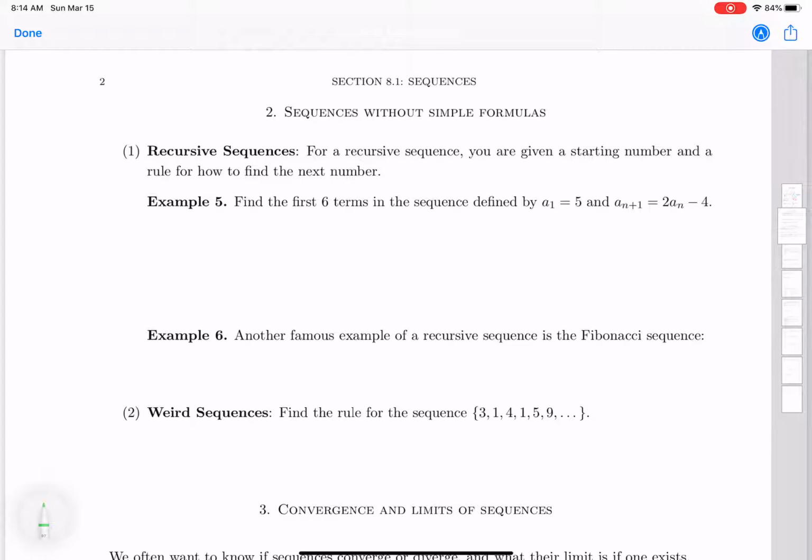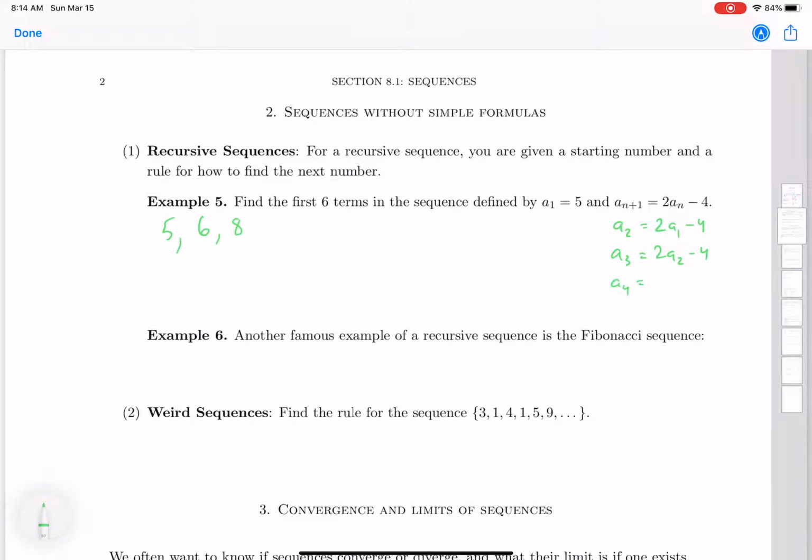It says find the first 6 terms in the sequence defined by a sub 1 equals 5. That's my first entry. And a sub n plus 1 is 2 times the previous number minus 4. So if I want a sub 2, that's going to be 2a sub 1 minus 4. My a sub 1 is 5, so 2 times 5 is 10, minus 4 is 6. And then my a sub 3 is going to be 2a sub 2 minus 4. 2 times 6 is 12, minus 4 is 8.